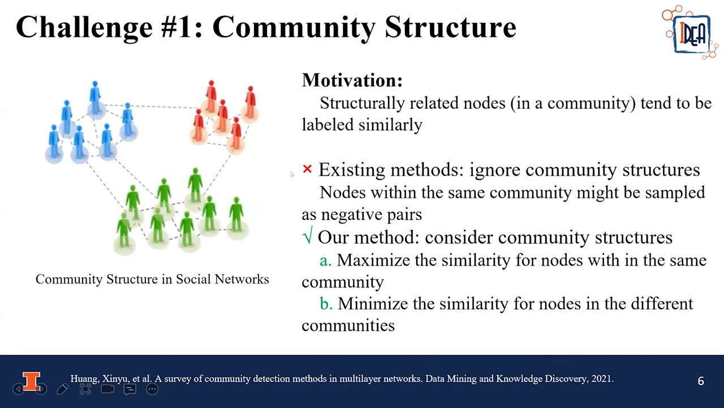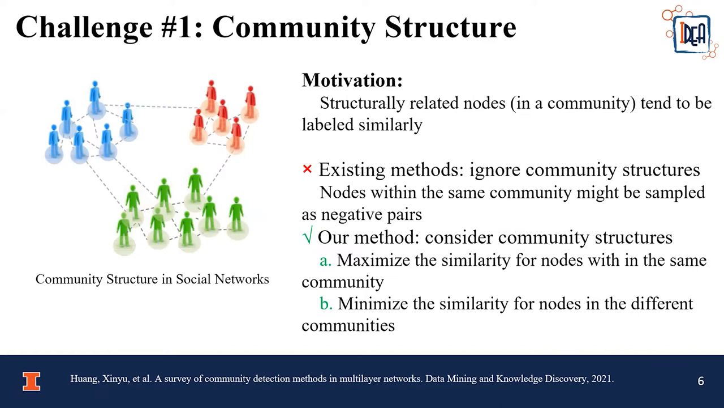However, there are still some challenges for the current GCL methods. The first is that they do not fully explore the community structures in the graph data. So we assert that the structurally related nodes, or we can say the nodes in the community, tend to be labeled similarly. This claim is also supported in our experiment section, as we will see later.